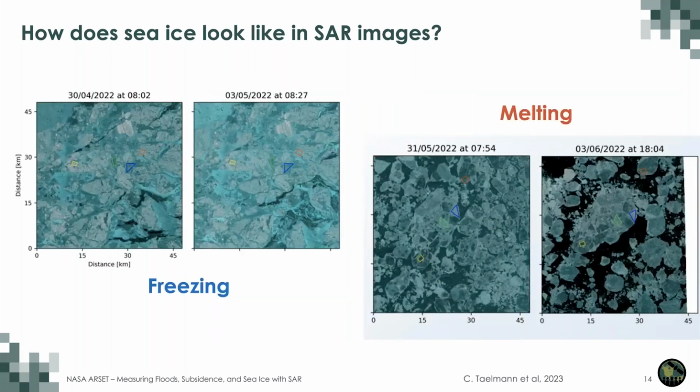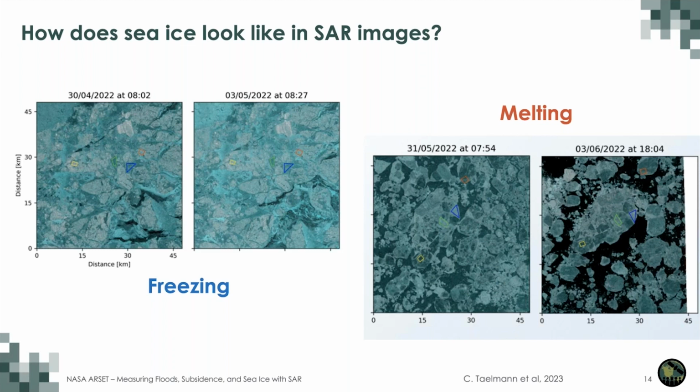So if we just stop the movie and look at two sets of images, we have the freezing conditions on the left and we have the melting conditions on the right. And the first ones here are from the end of April and early May in 2022. And the last two images are from the end of May and early June 2022. And things look quite different in these images. And this is simply caused by the melting.